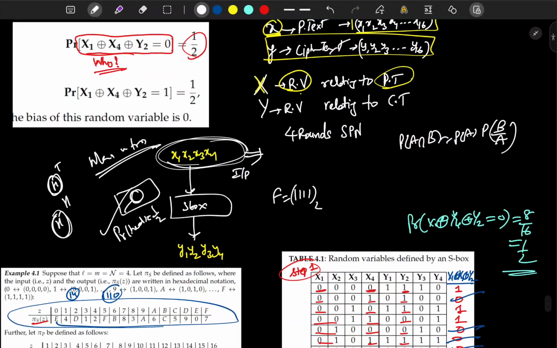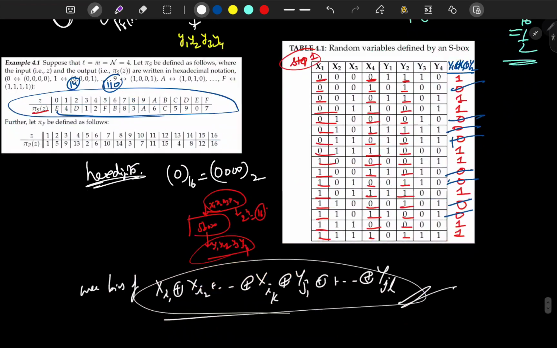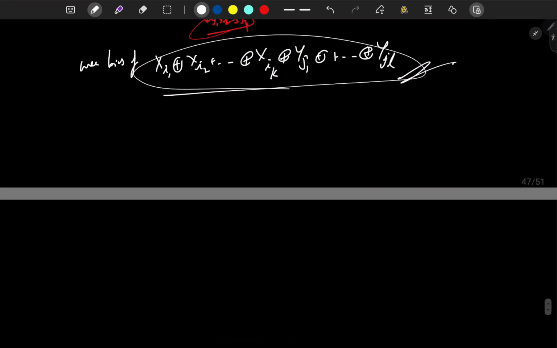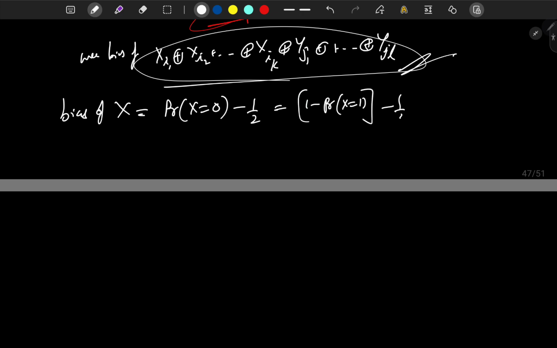Our ultimate aim is to calculate the bias of some random variable. The bias of a random variable, let's say X, is nothing but, I forgot, I will tell one interesting property. Okay, this is a known thing. Bias of a random variable X is the probability that X equals 0 minus 1 by 2, and this can be written as 1 minus the probability that X equals 1, minus 1 by 2, that is 1 by 2 minus the probability that X equals 1.